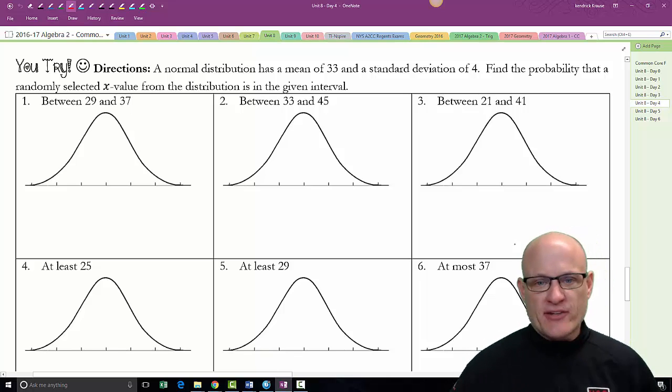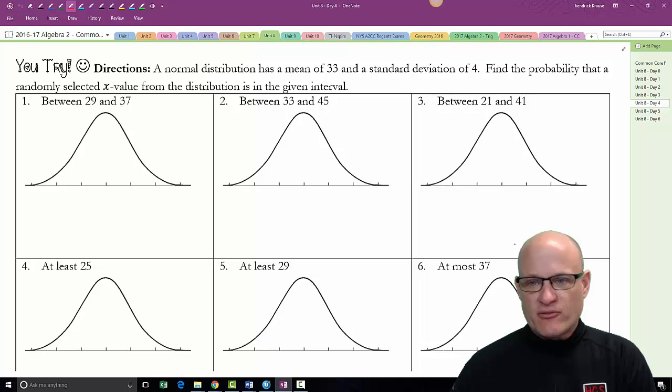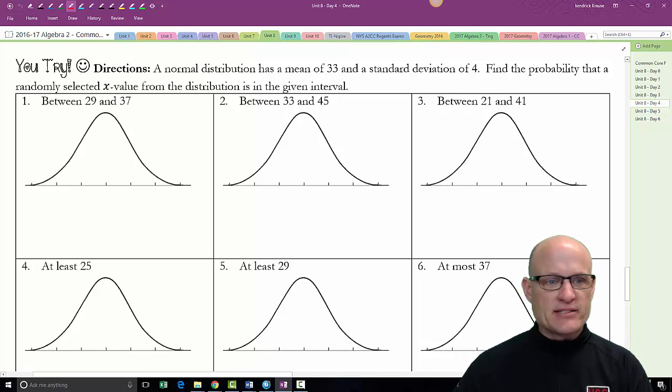A normal distribution has a mean of 33 and standard deviation 4. Find the probability that a selected value from the distribution is in the given interval. So every one of these is 33, and we're going to go up by 4. So 37, 41, 45. Down by 4 is 29, 25, 21.